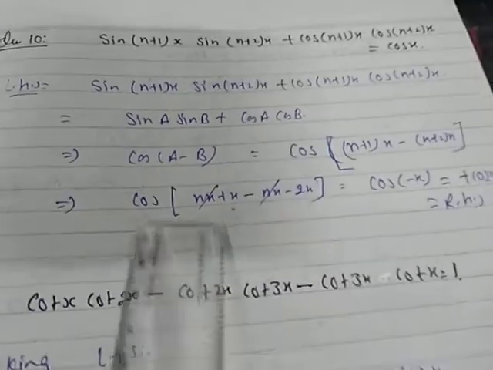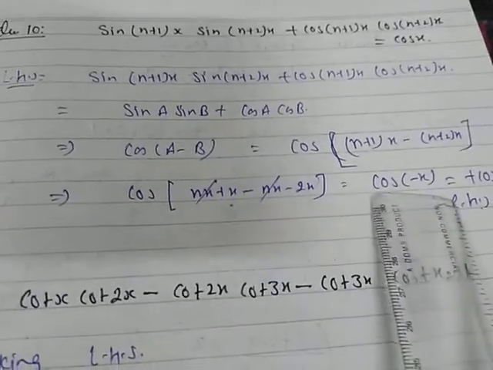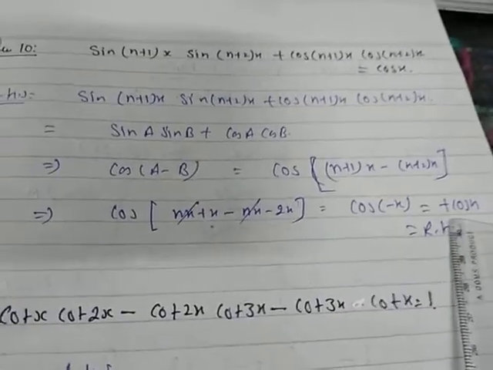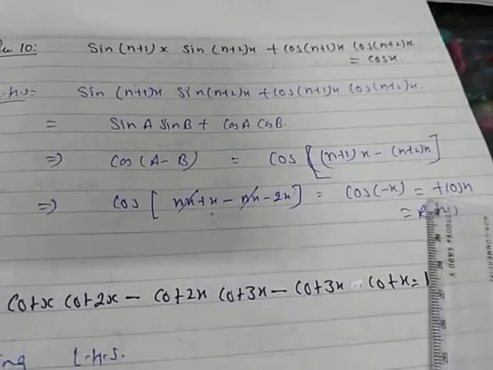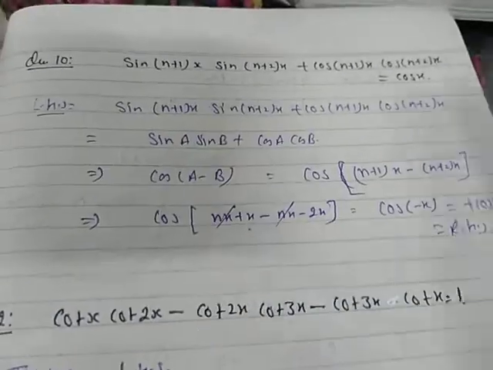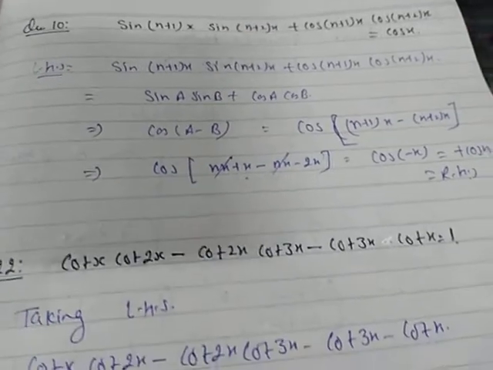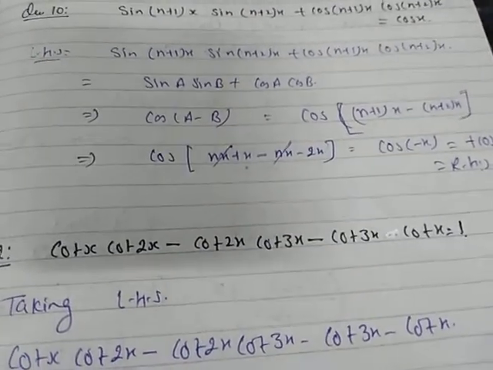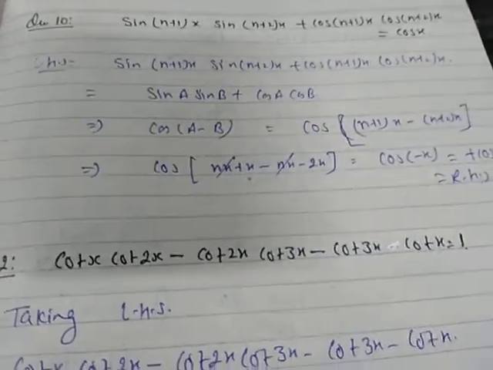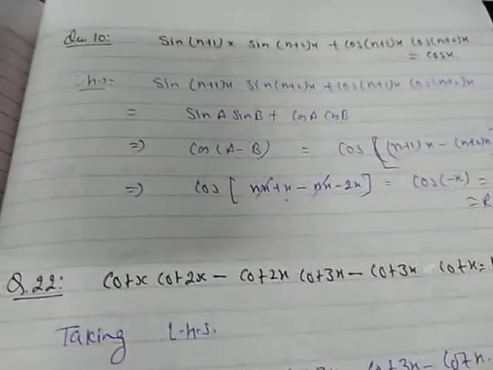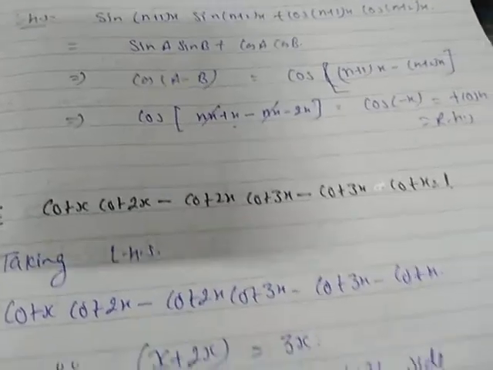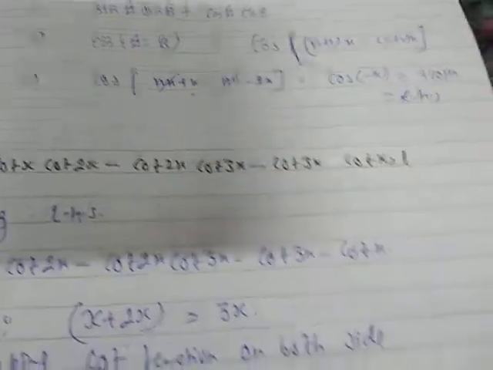Put the value and you will get cos of minus x, it will give you cos of x, because cos of minus x is equal to plus cos of x. Hence children, you have to do questions 1 to 10 of exercise 3.3, and questions 22 to 25 are also based on this topic. Here I am going to explain question number 22.